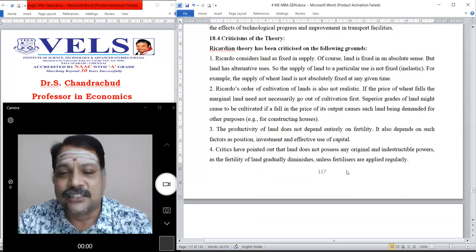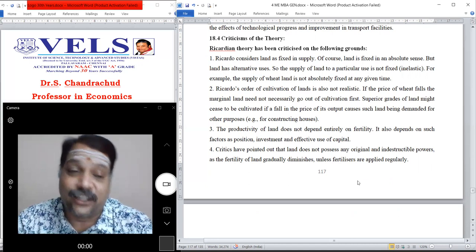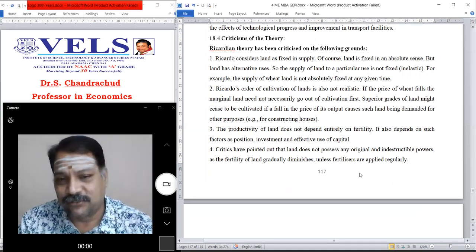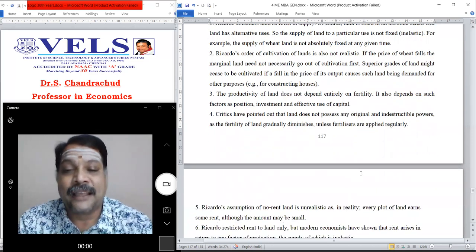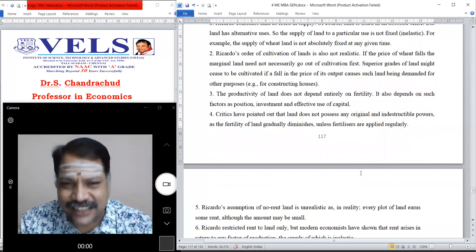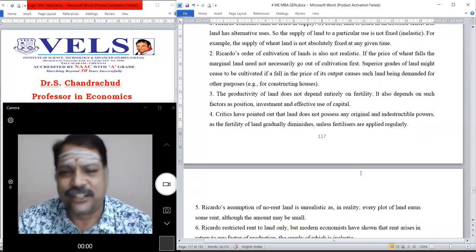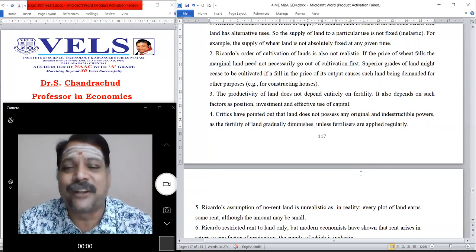The third criticism is that the productivity of land does not depend entirely on fertility alone. It also depends on the factors of position, investment, and effective use of capital. The fourth criticism: critics have pointed out that land does not possess any original or indestructible power, as the fertility of land gradually diminishes unless fertilizers are applied regularly.